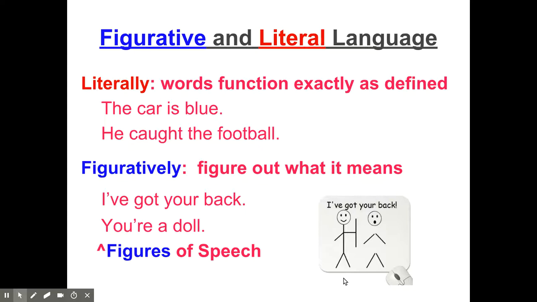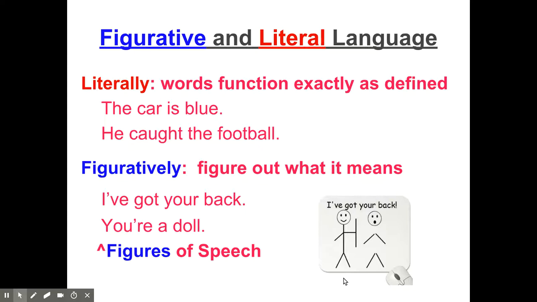Literal language means that the words that are being used mean exactly as they are said, okay? So if I'm saying the car is blue, it literally means the car is blue. If I say he caught the football, it means he literally caught the football, okay?